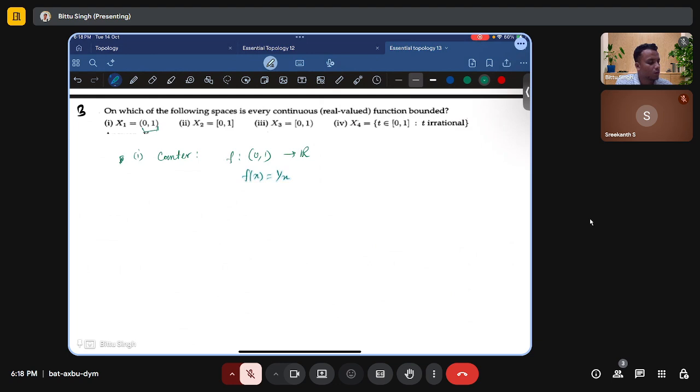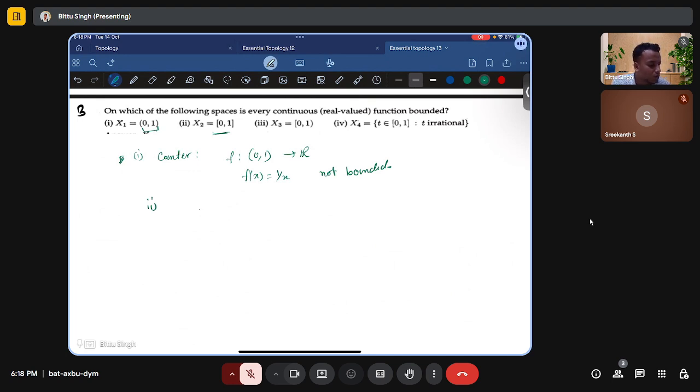So this is not bounded. This is obviously continuous because the 0 is not there in the domain. Okay. Now what about the second one? If we consider X2 equal to closed [0, 1], so the second one is okay.